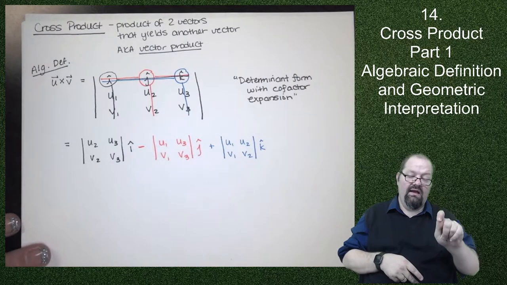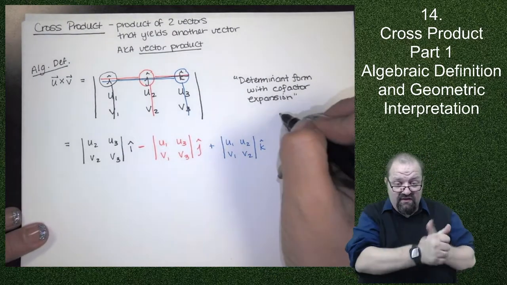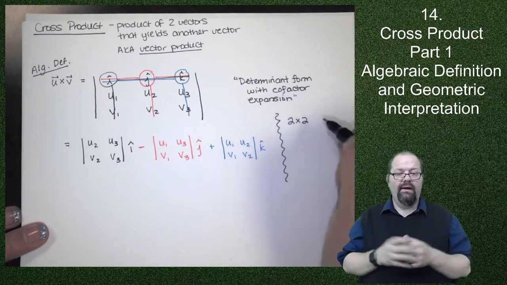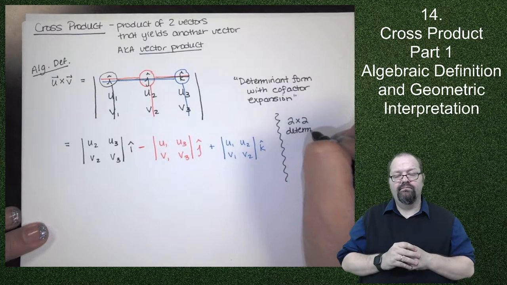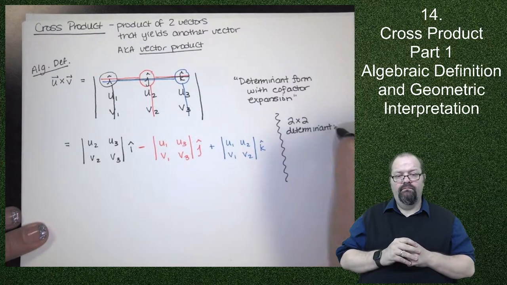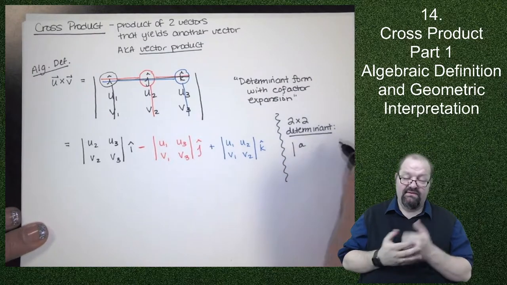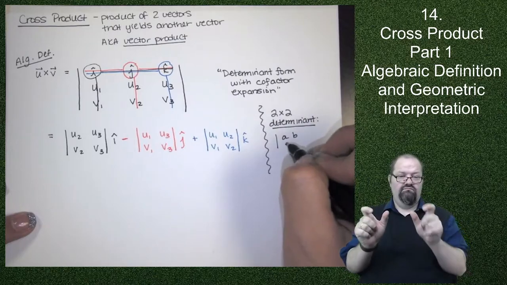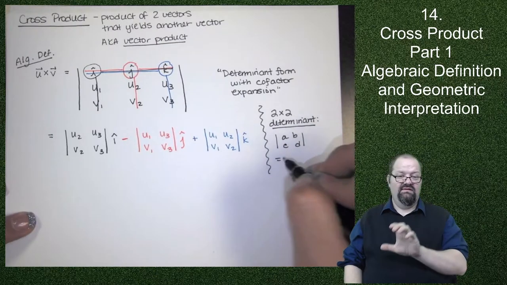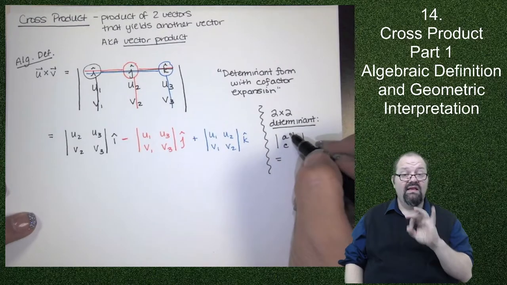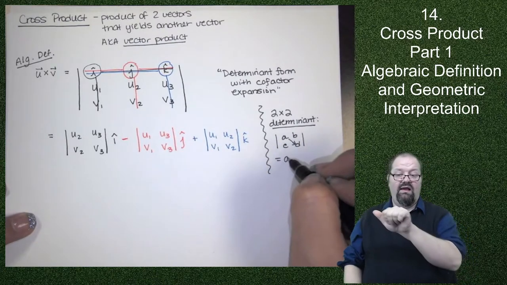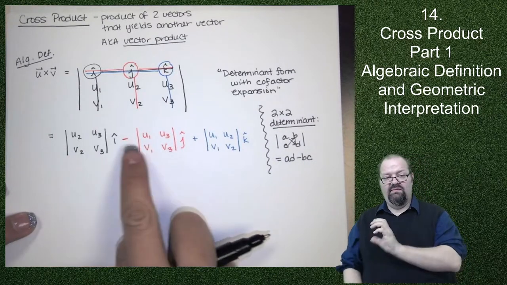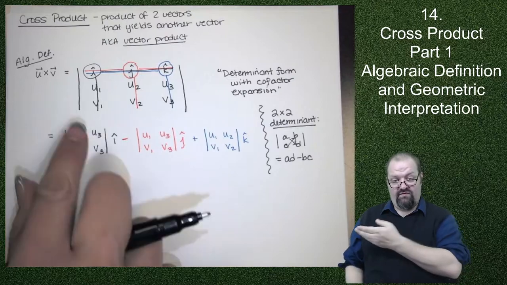Now to evaluate each of these, I'm just evaluating it the way we evaluate a 2x2 determinant. It's very easy. If I have a matrix with entries a, b, c, and d listed like this, to evaluate the 2x2 determinant, you just multiply a times d, and you subtract b times c. So that's what we're going to do here and here and here, and those are going to be the components of our cross product.